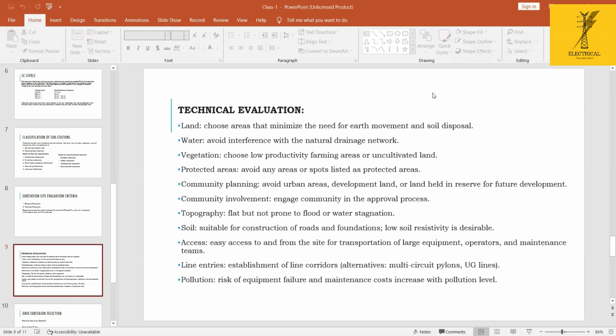Yes, land in urban areas is high, right? If you compare to the rural.